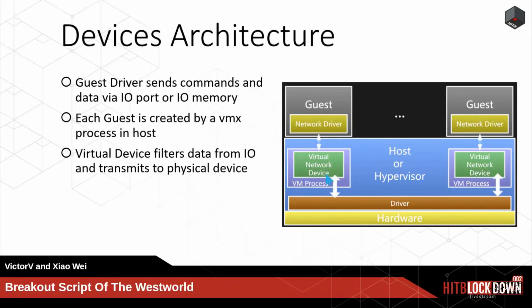Each guest network driver communicates with the virtual network device directly by I/O operation, including I/O ports and I/O memory. And each guest is running in a different VMX process. As you can see, the virtual network device filters data from the guest driver and sends it to the physical driver.